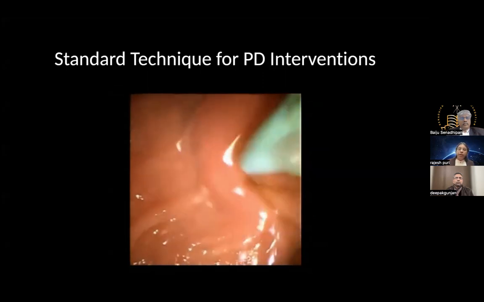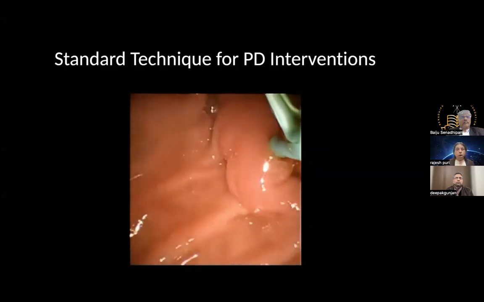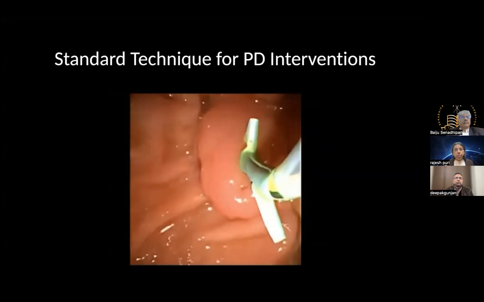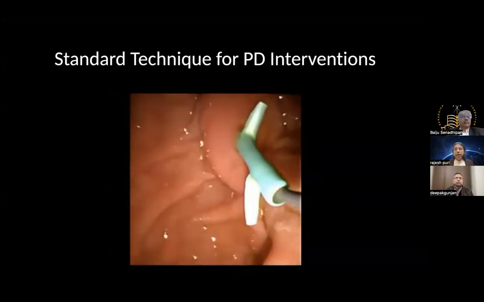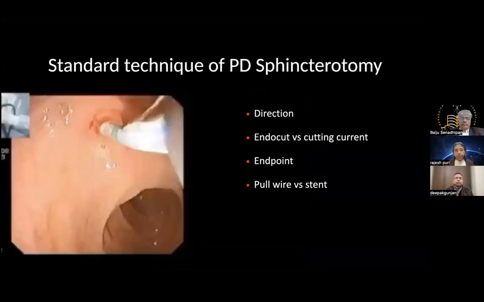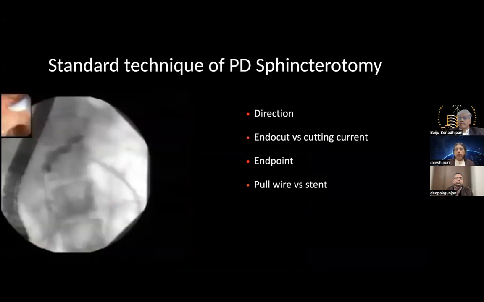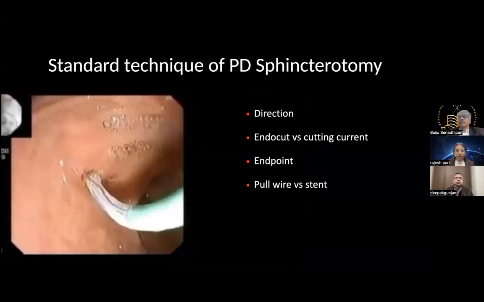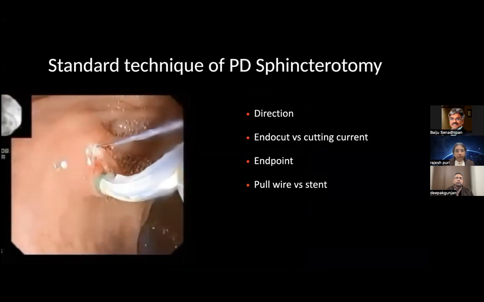And how can you straighten the ENSA loop? You push your scope downward, make the right knob on the right side. That is going to make your ENSA loop straight if it is small. If you have a bigger ENSA loop, then it is difficult. Now, the standard technique, again I said, make the direction at around 1 o'clock position, negotiate the wire deep into the pancreatic duct, use the endocurrent, endocut or the cutting current.